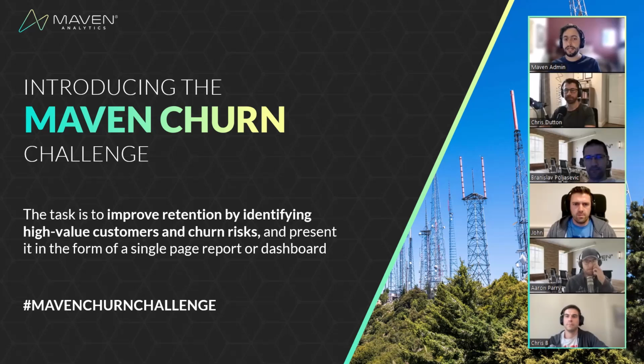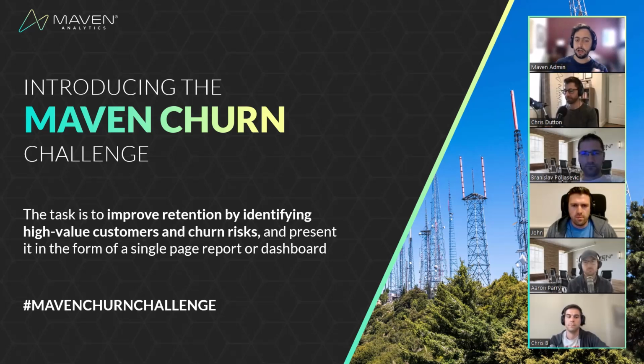Now, for this challenge, entrants were asked to assume the role of a consultant that had just been hired to help a telecommunications company improve retention by identifying high-value customers and churn risks. And then they had to present their findings to the CMO in the form of a single-page report or dashboard. To do that, they had to analyze the data set of the company's customers from Q2 2022 with details on their demographics, their location in California, the services they had hired with the company, and their status by the end of the quarter, which could be either churned, stayed, or joined.